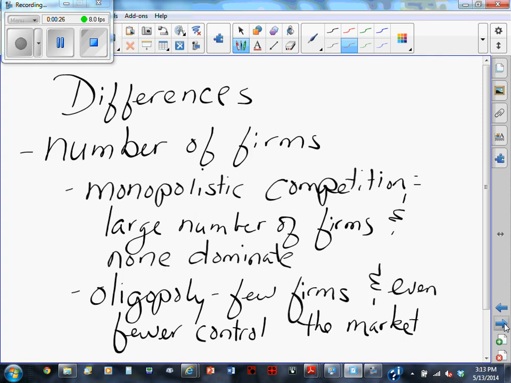The two most crucial differences between oligopolies and monopolistic competitors are in the number of firms and whether or not the largest firms dominate the market. So monopolistic competition has a large number of firms, and none of those firms will dominate the market. An oligopoly could also potentially have a large number of firms, but generally it's a smaller number of firms. And most importantly, only a very small number of firms control the market. So we're looking at two things: number of firms, and even more importantly, market control. So we have two ways that we can check for that.